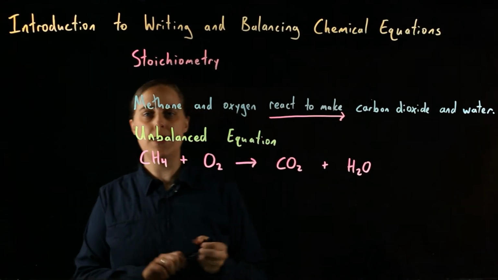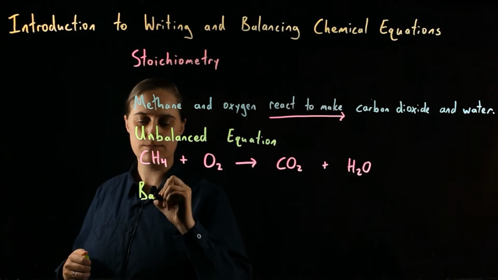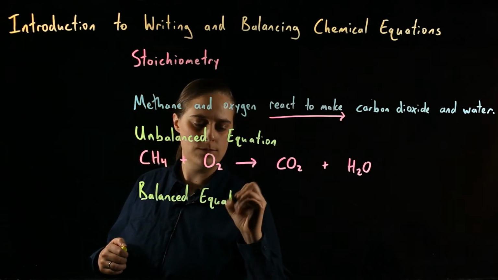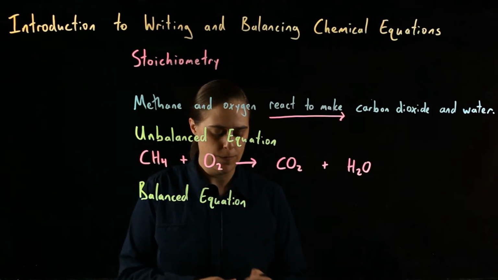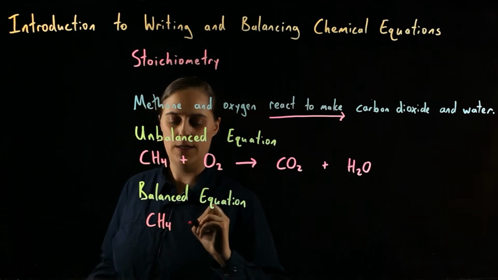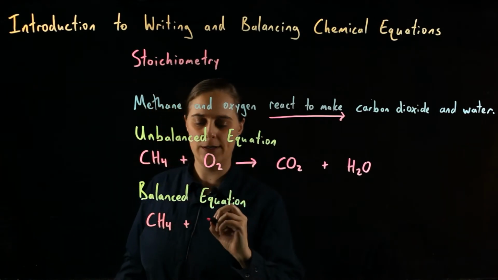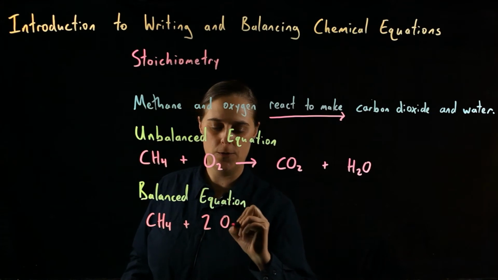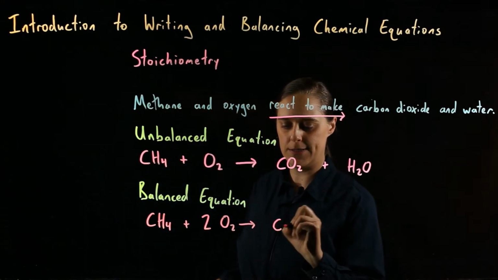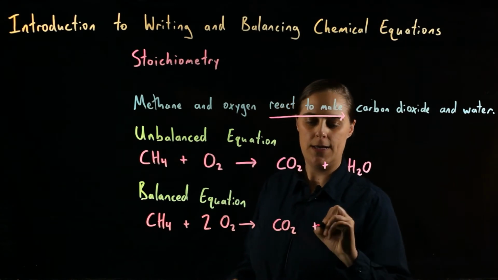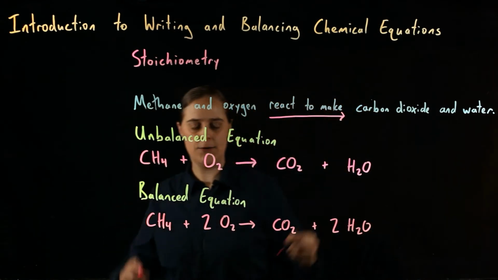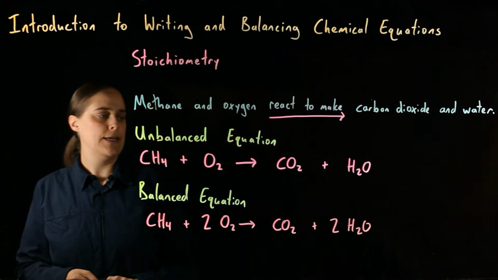So in a balanced equation, we still have 1 molecule of methane, CH4, but it is going to react with 2 molecules of oxygen, 2 O2. This reacts to make 1 molecule of carbon dioxide, CO2, and 2 molecules of water. So this is how you write a balanced equation.